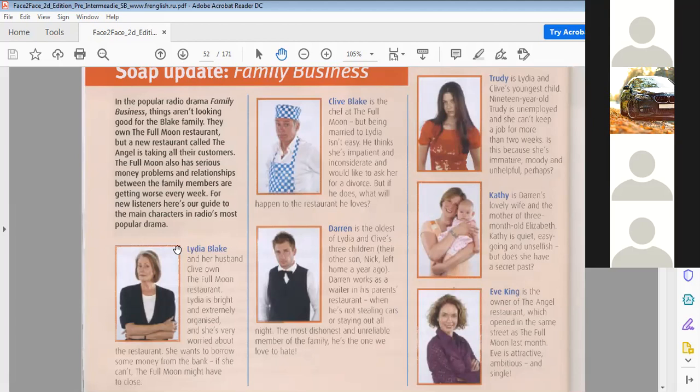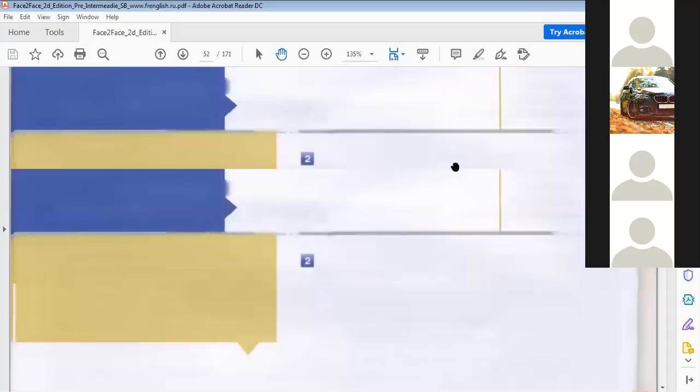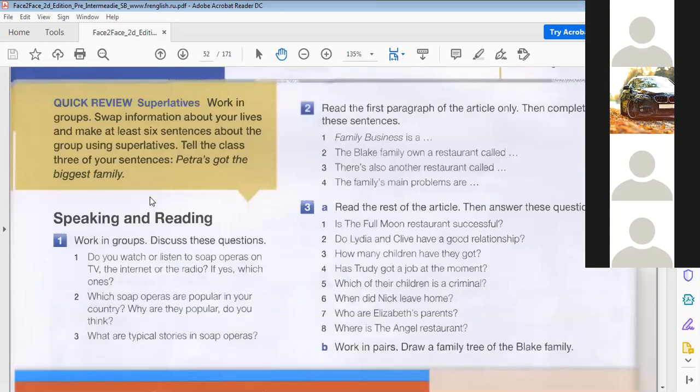Okay, so let's go to the questions. Let me zoom back again. Okay, all right. So now the first question we have here says: is the Full Moon restaurant successful? From what you read, is it a successful restaurant or not? No, it's not.